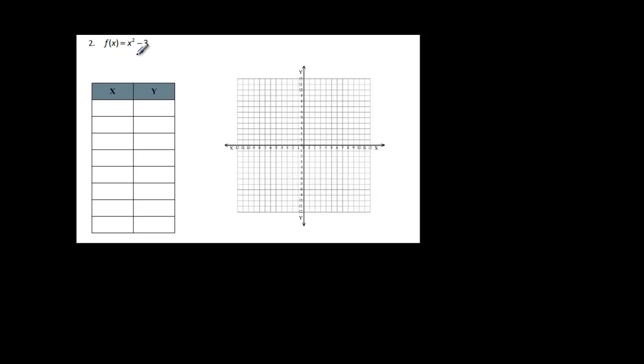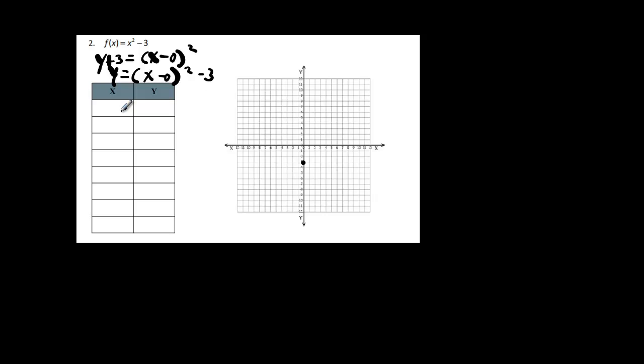The next one, the vertex, if I were to write this in vertex form, I could write it as y plus 3 equals x minus 0 squared. Or I could write it as y equals x minus 0 squared minus 3. So the vertex is (0, -3), and again (0, -3). So that's my vertex. So I'm going to start by plotting that point right here.